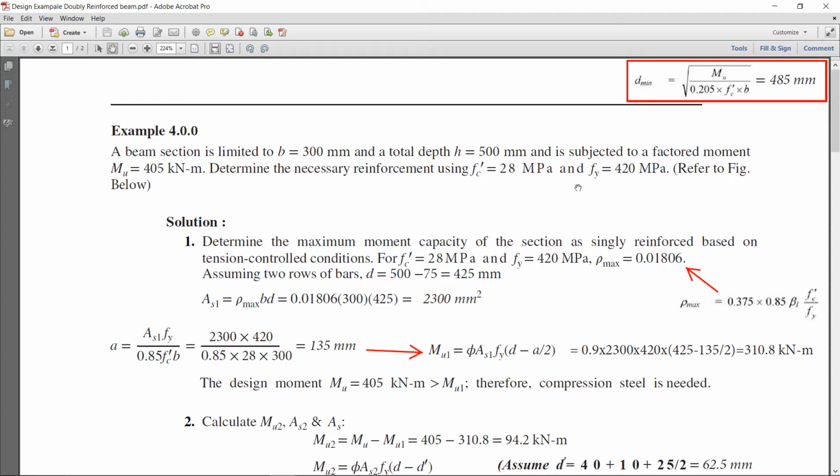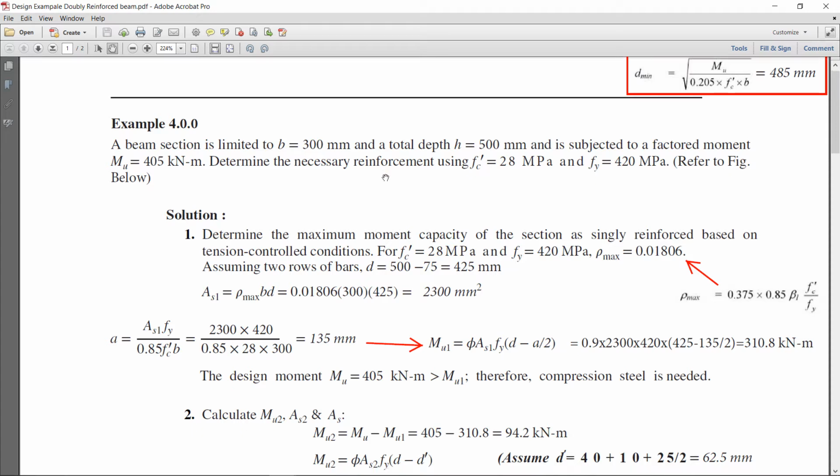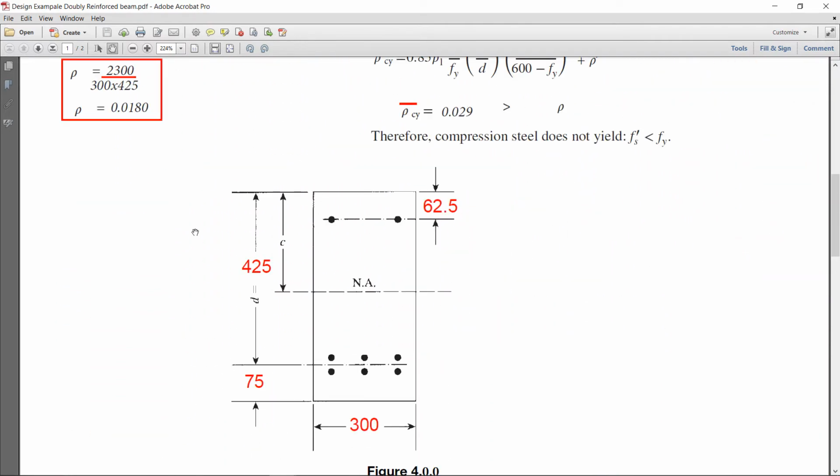Refer to the figure below. Here is the section. The total depth is 500 millimeter and the effective depth is 425 millimeter for the two layers, and the effective depth for the compression steel is 62.5 millimeter. I will discuss how 425 and 62.5 come.